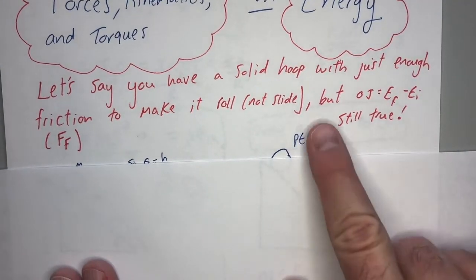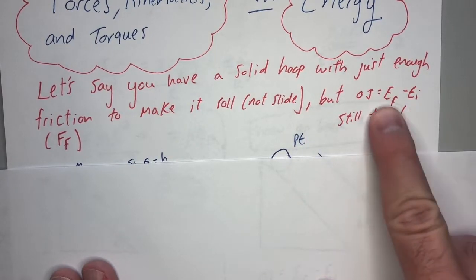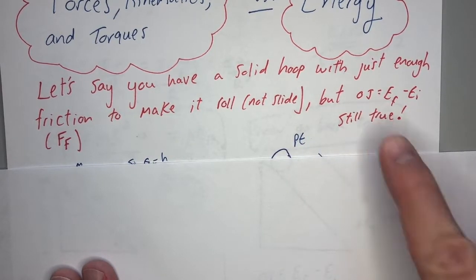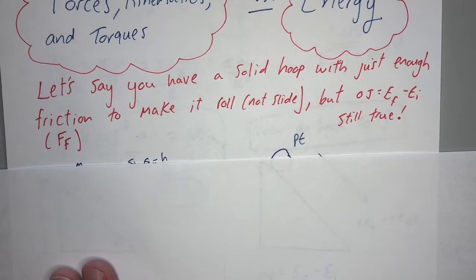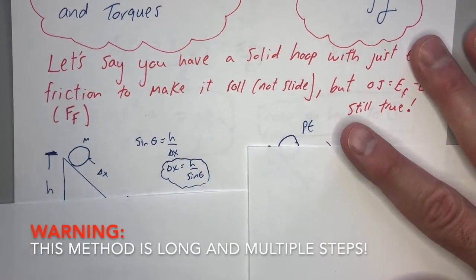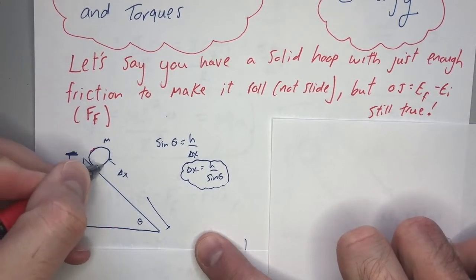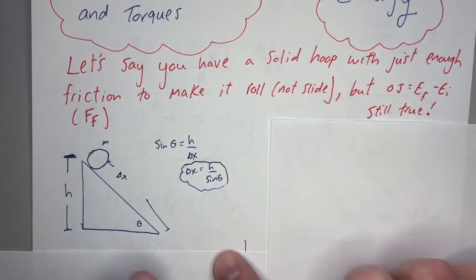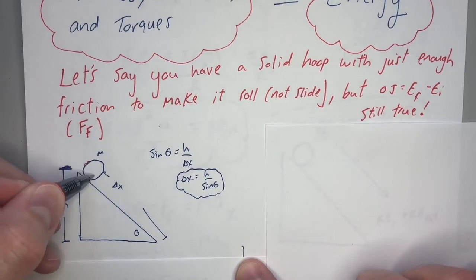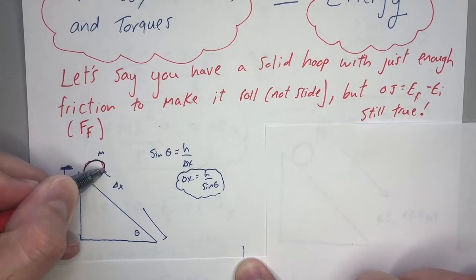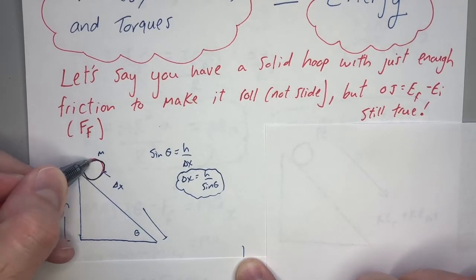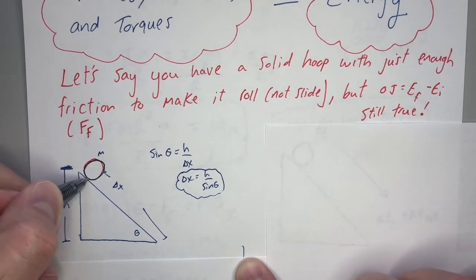But we're still going to be able to assume EF minus EI equals 0 joules. We're going to say there's not enough friction to steal a significant amount of energy away from the system. You have, instead of a block, now a hoop. All the mass is concentrated on the outside of the hoop here. And it's different than a disc because a disc is solid right there. So your moment of inertia of a hoop is mr squared. It's got a larger moment of inertia than a disc because the mass is farther out.